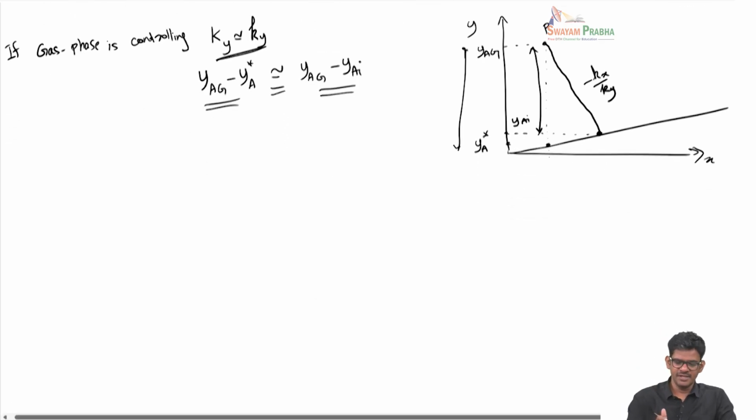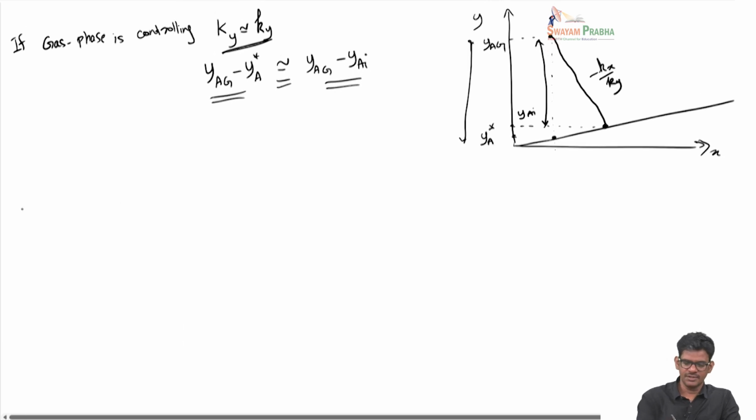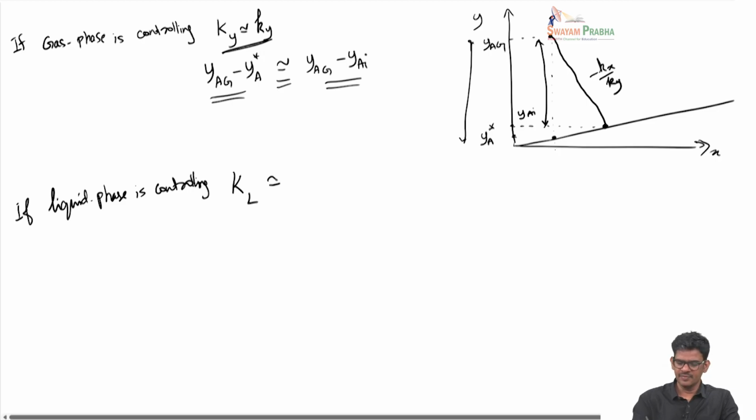And you can say the same thing about the liquid phase controlling. Suppose the liquid phase is controlling, then we note that the overall Kx will be very similar to small kx. Okay, in other words, the driving force XA star minus XAL is almost the same as XAI minus XAL.